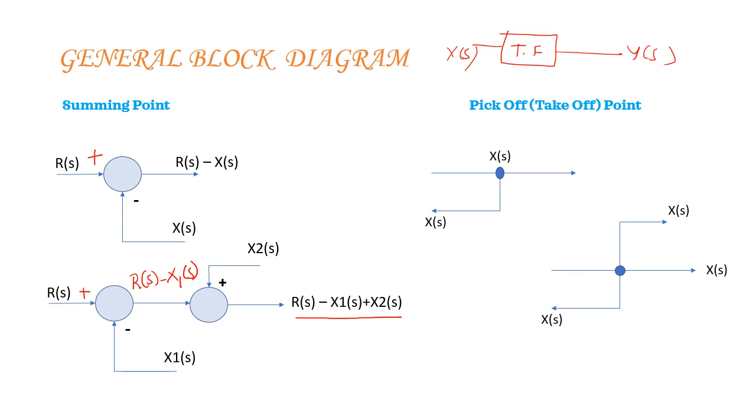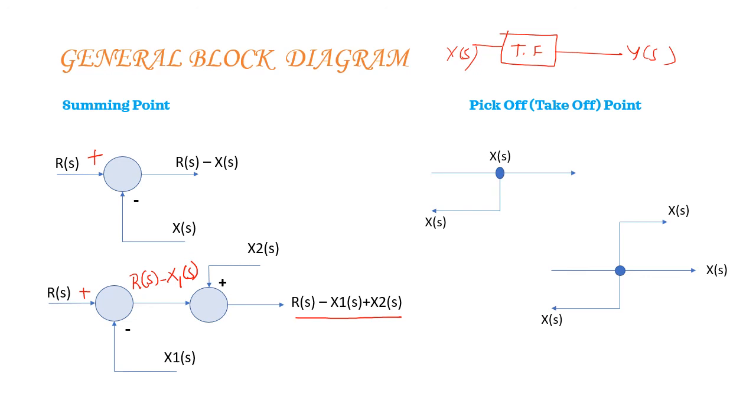Whereas a takeoff point or a pick-off point is the point from where a signal is taken to another part of the block diagram, wherein the original signal remains the same in magnitude. So if you are taking the signal X of S, then the signal taken to the other part of the diagram also has the same magnitude, equal to X of S. Here you can observe only one takeoff point, but you have given it to 2 different places of the block diagram, and the magnitude of the signal remains the same.